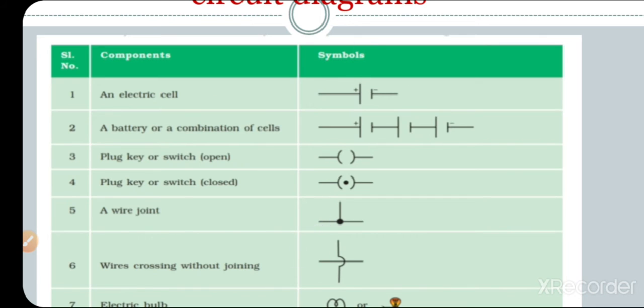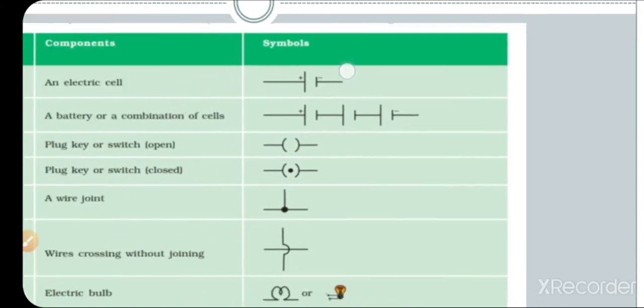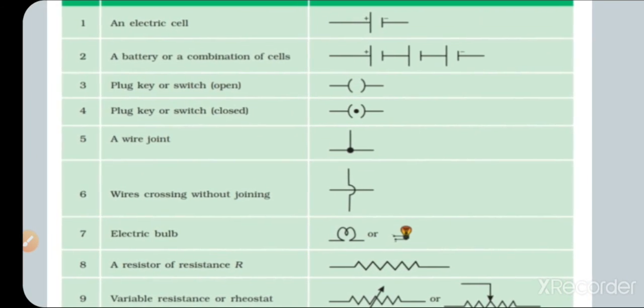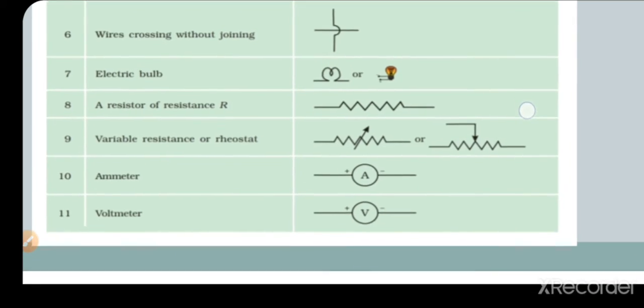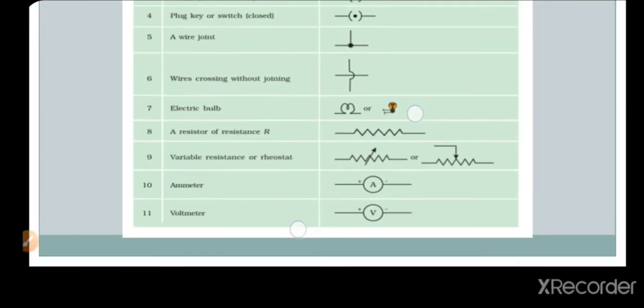Now a plug key or a switch is shown in open position, and below it the plug or switch is in closed position. Wire or joint is shown like this, which is shown in the picture, and these are some more symbols that are used in electric circuits.